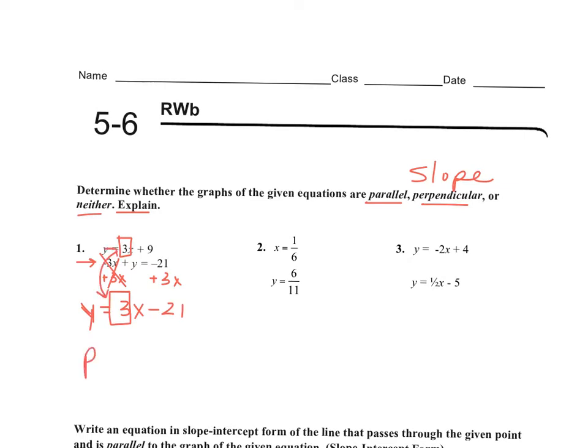So those would be parallel because they have the same slope. Okay, parallel lines always have the same slope.